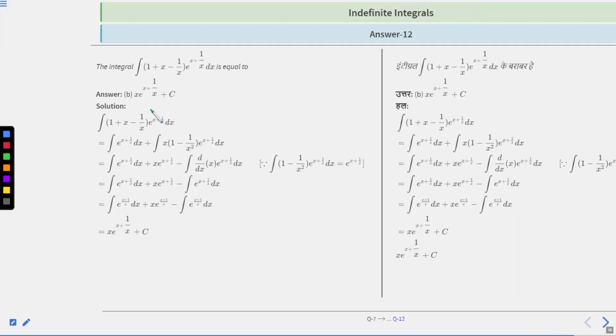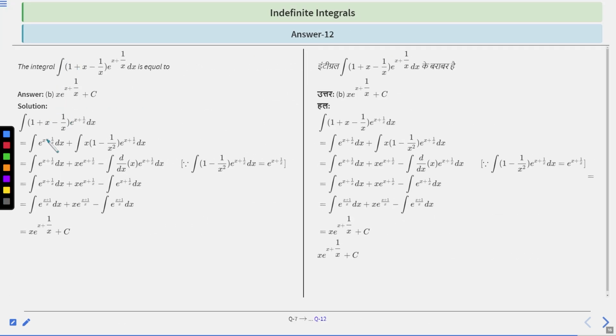Okay, let's move to the solution, part C. As we have discussed, the integral of (1 plus x minus 1 by x) e to the power x plus 1 by x dx can be written as the integration of e to the power x plus 1 by x dx plus the integration of, if you take x as common, x into (1 minus 1 by x square) e to the power x plus 1 by x dx, right?